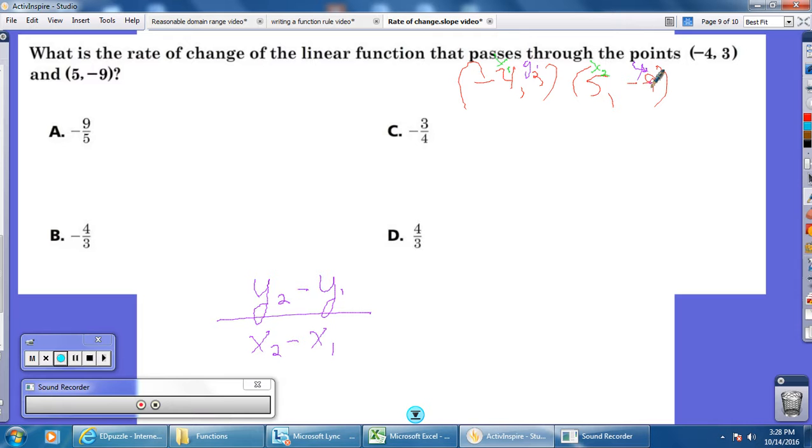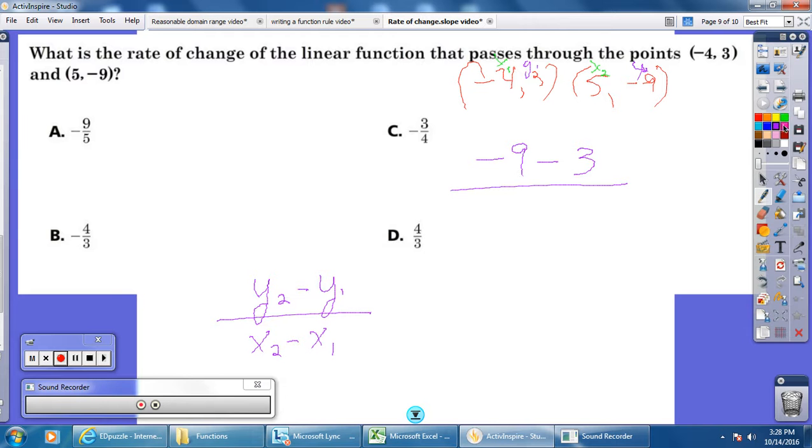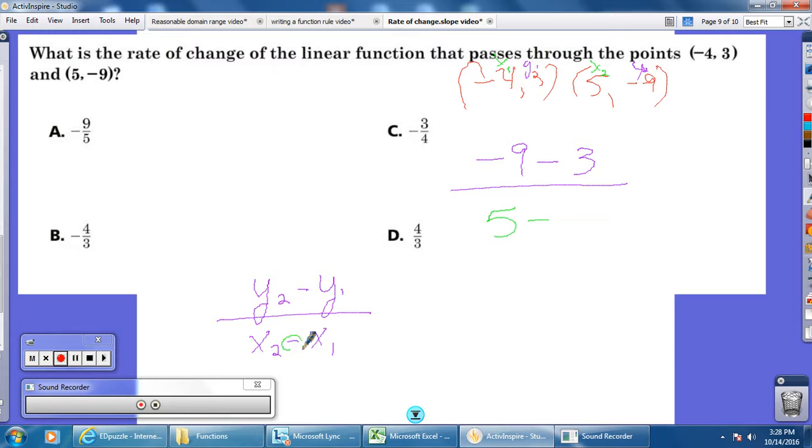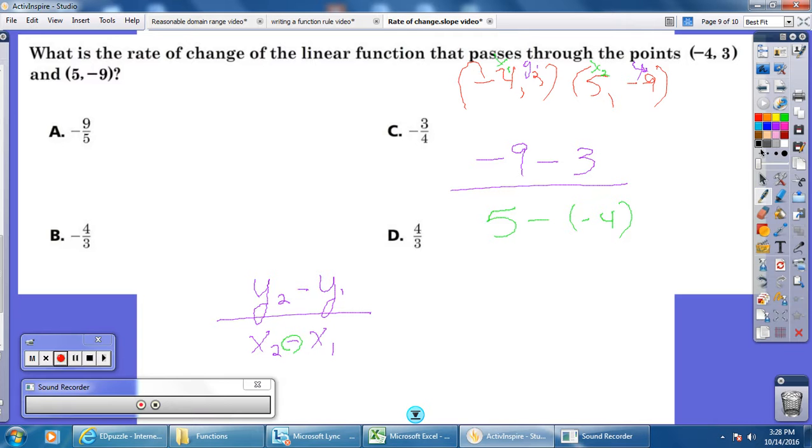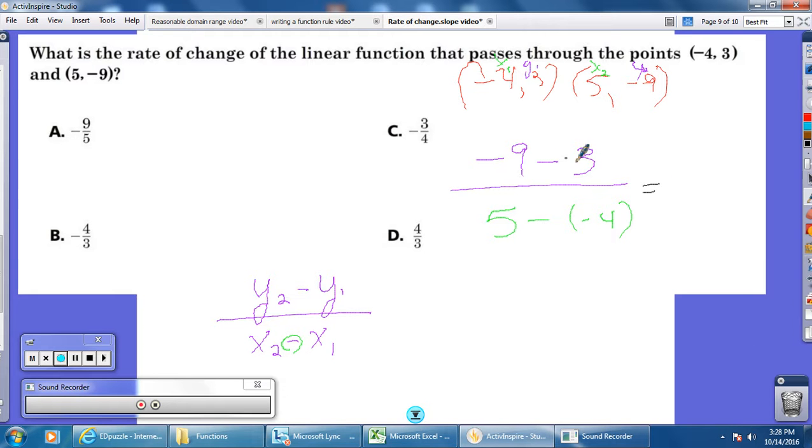So let's use y2. y2 is -9. I'm going to use the minus sign. Minus y1 is 3. Over x2 is 5 minus, because that's right here, x1 is a -4. Remember, don't just write 4. You have to write the negative, the -4. So now, -9 minus 3 is -11 over 5 minus a -4 becomes positive, and that's 9, right?